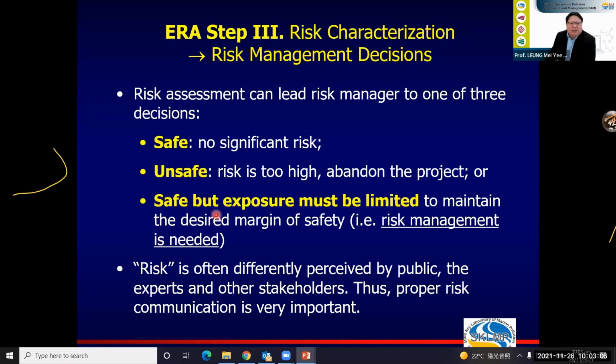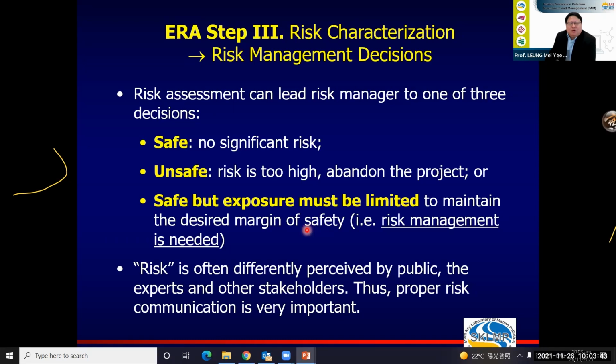But very often we have the third scenario. There is some risk of the stresses, but it will give us benefit. Then we have to judge risk and benefits again. Then in that situation, we have to minimize the risk by restricting the discharge and also put some measures to control the discharge so that the levels in the environment remain acceptable. And we have to use risk management in this scenario.